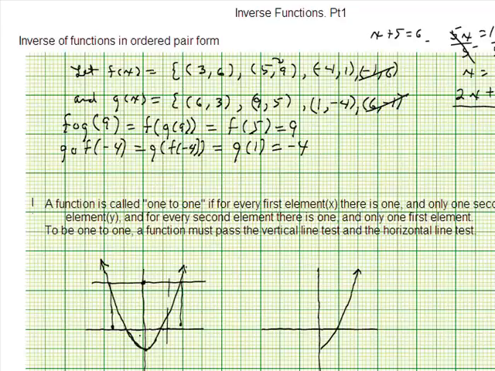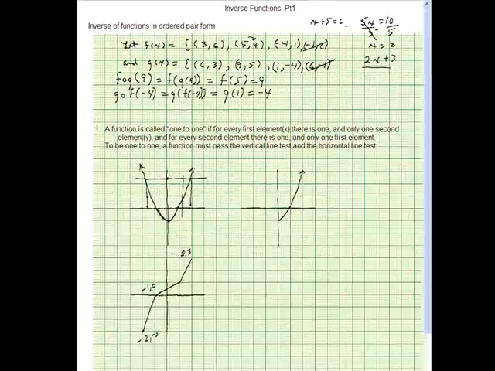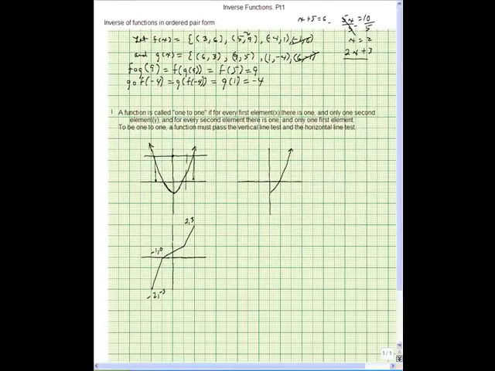However, suppose I erase the left side, so I get this function. It now passes the vertical line test. If I draw a vertical line, I never hit it twice. If I draw a horizontal line, I never hit it twice, so this function would have an inverse.